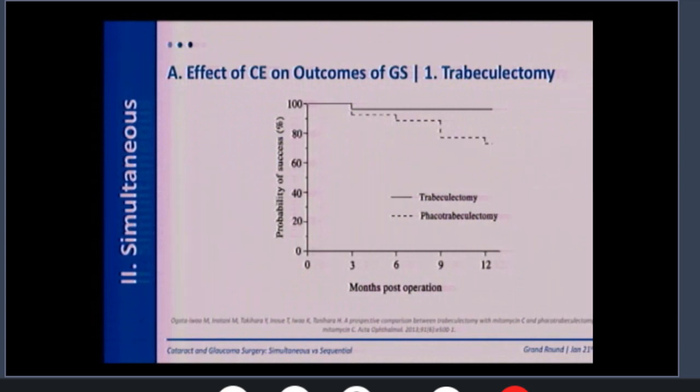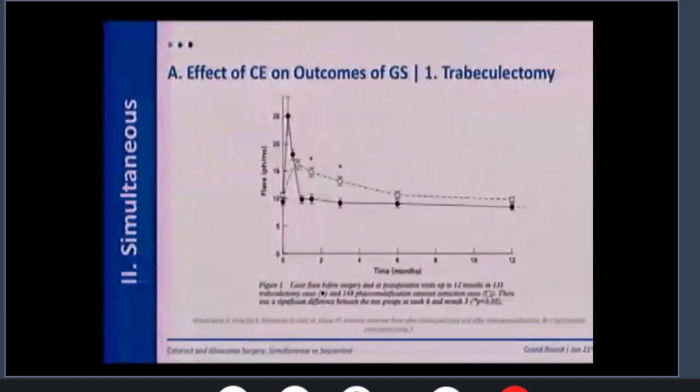Studies have shown that if you perform phaco with a trabeculectomy, this will decrease the survival of the filtering bleb. This is a paper that came out in ACTA 2013, and they randomly assigned patients into two groups, either doing phaco with trabeculectomy or trabeculectomy alone. After 12 months of follow-up, those patients that had phaco with trabeculectomy had about 20% less success rate at 12 months compared to trabeculectomy. So if you do phaco with a trabeculectomy, the chances that your bleb will survive are less.